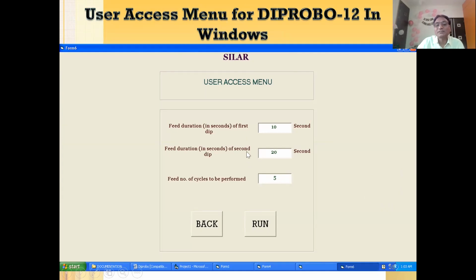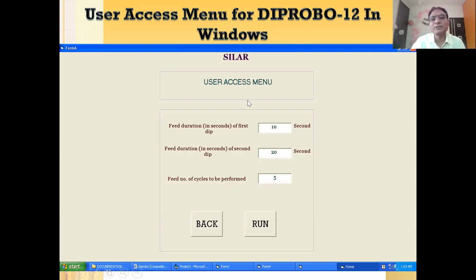This is for first dip, this is for second dip, and this is again the feed number of cycles to be performed. So how many times? Once it is done, how many times does it need to be repeated? So let us say 5 times.